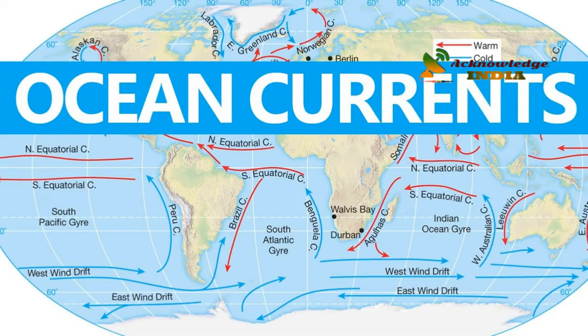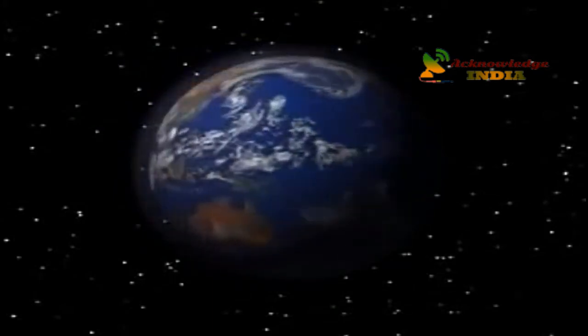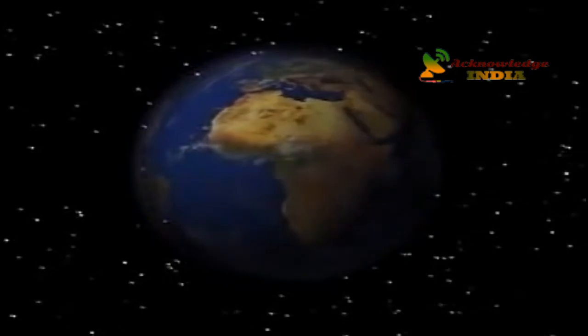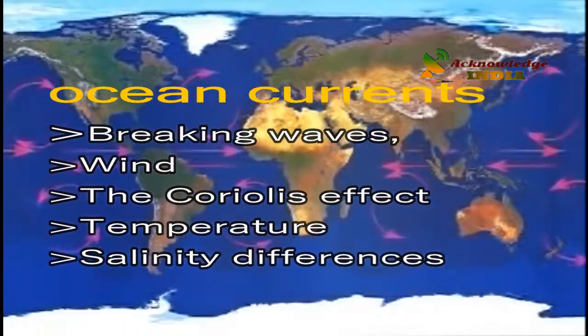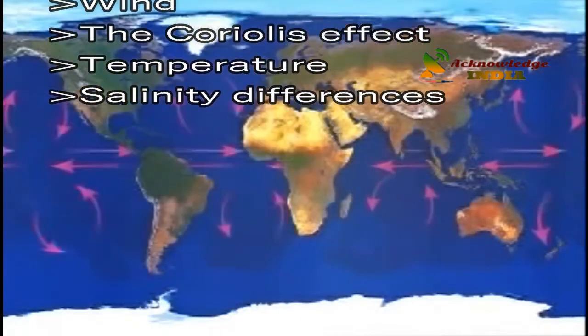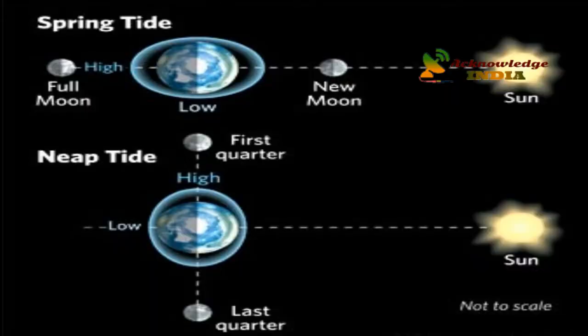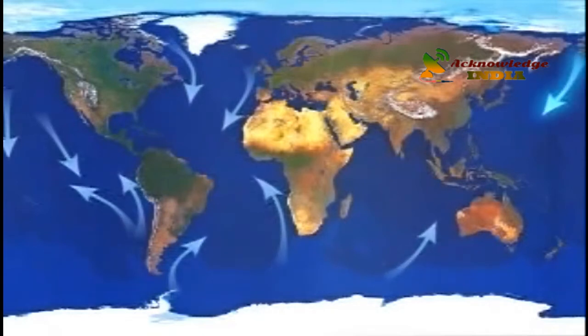So friends, now we are going to discuss oceanic currents. First of all, we'll see the definition part. An oceanic current is a seasonal directed movement of seawater generated by forces acting upon this main flow, such as breaking waves, wind, the Coriolis effect, temperature and salinity differences, while tides are caused by gravitational pull from the sun and the moon.